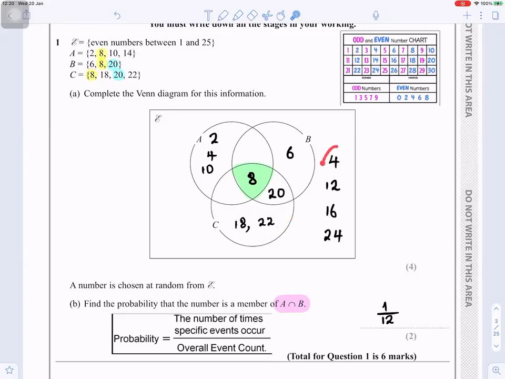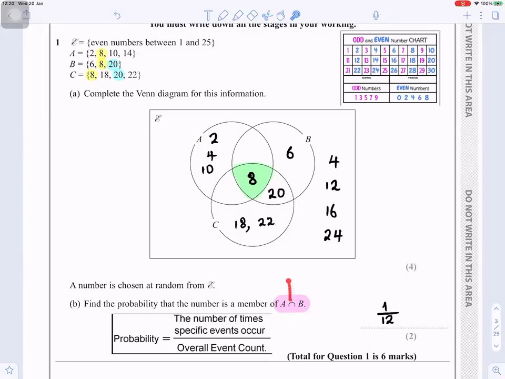And the rest of the numbers go outside, the ones which are not found in A, B, or C. So that's the completed Venn diagram. A number is chosen at random from the set of all the numbers. Find the probability that the number is a member of A intersection B.